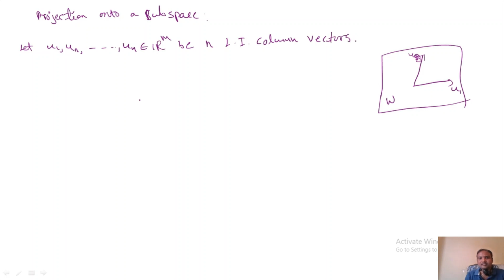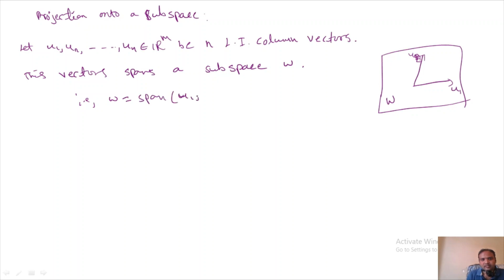These column vectors span a subspace W. That is, W equals the span of these vectors u1, u2, up to un. Here we are taking n less than or equal to m. You have taken n vectors, and each has m components, with n less than or equal to m.